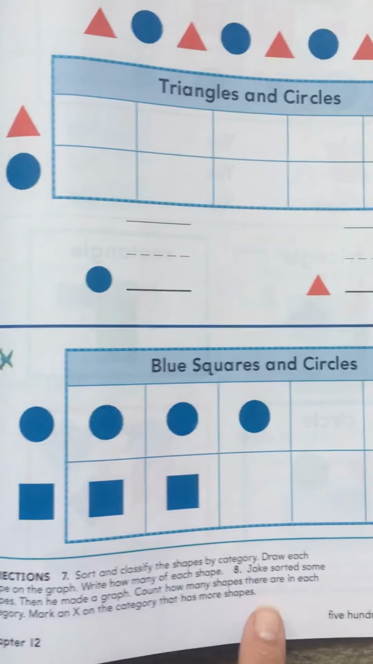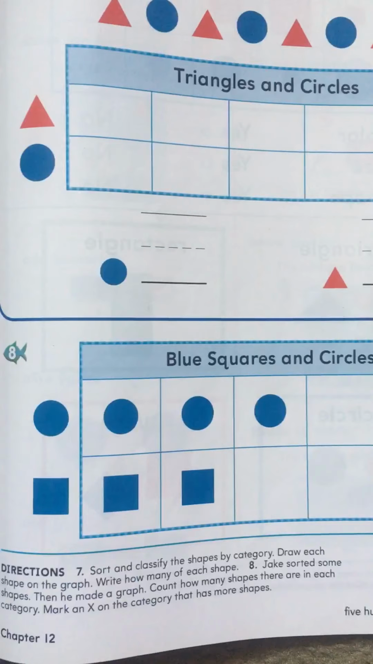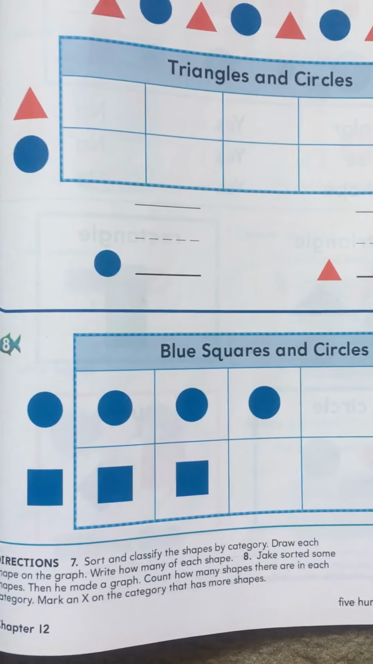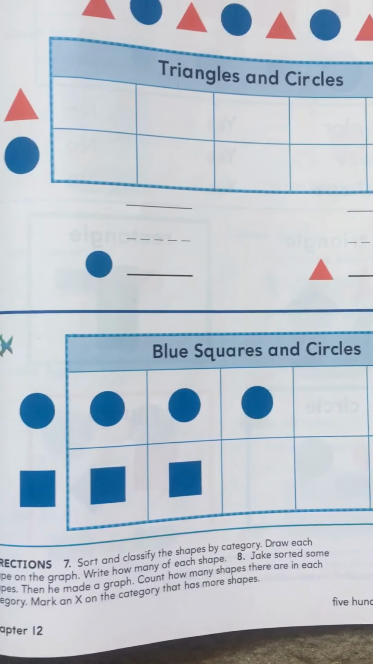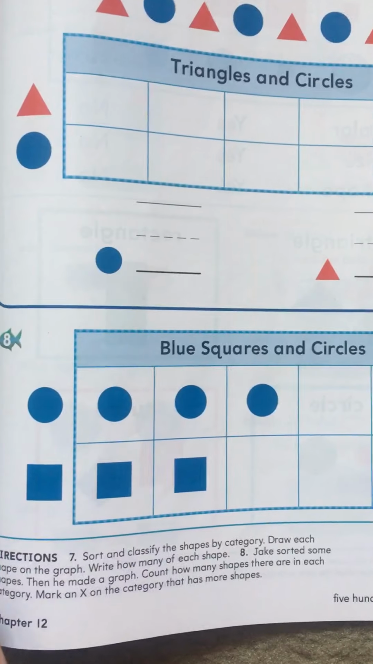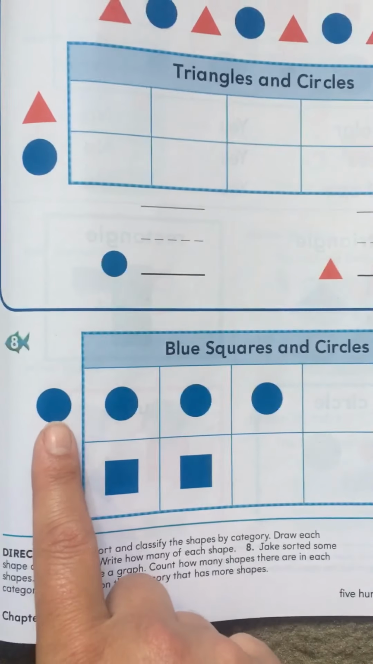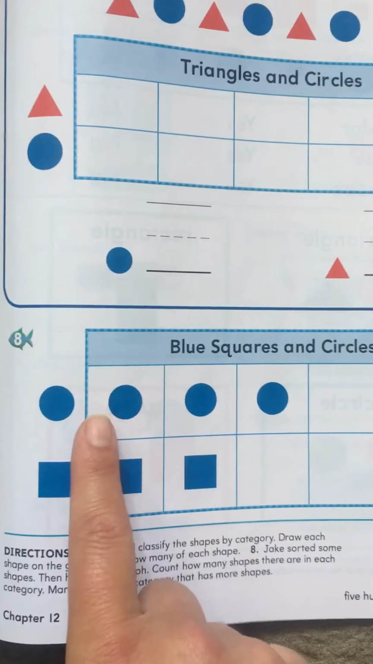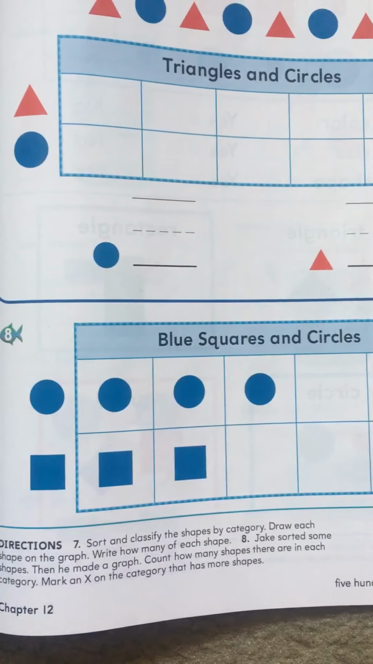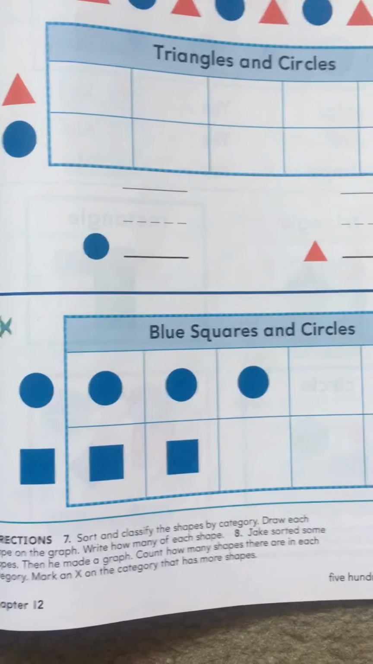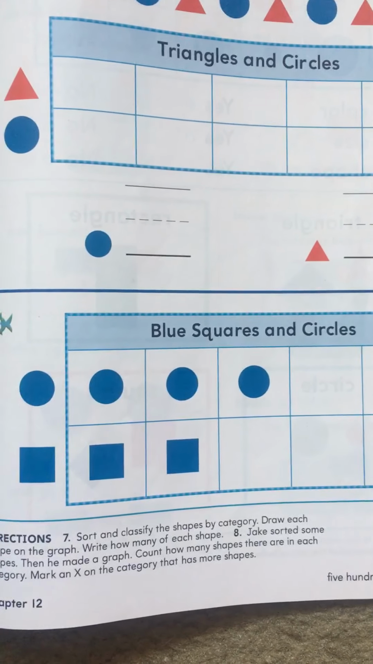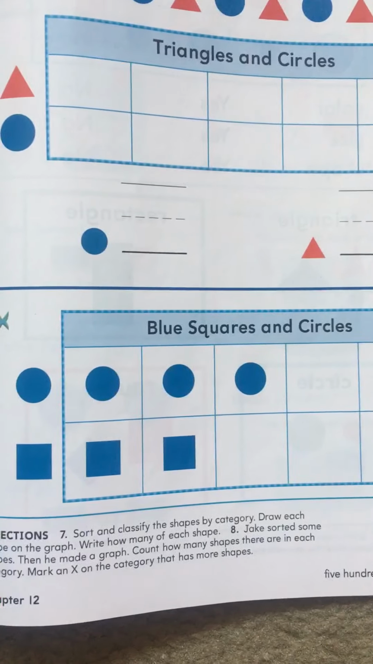Number 8. Jake sorted some shapes. Then he made a graph. Count how many shapes there are in each category. Mark an X on the category that has more shapes. So when we look, Jake sorted circles and squares. Here's Jake's circles. Here's Jake's squares. You're going to count how many shapes there are in each category. Mark an X on the category that has more shapes.